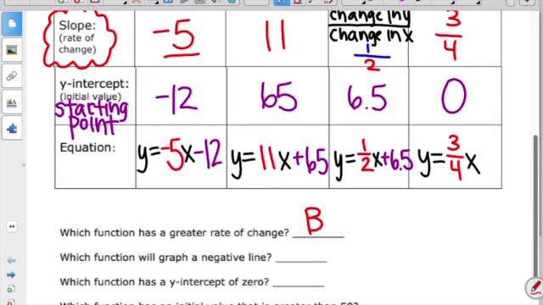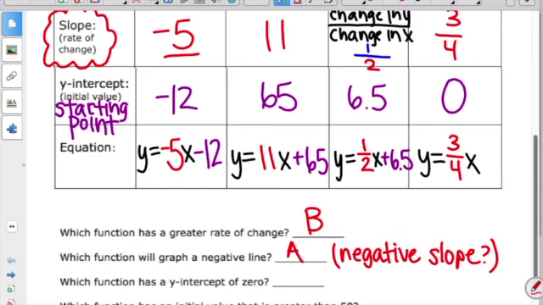Second one, which function will graph a negative line? Which one has a negative slope? That's what you're looking for. A negative slope. There's only one, and it is A.